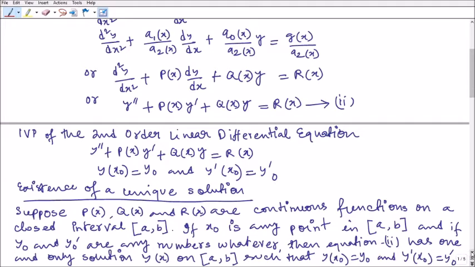Now suppose the initial value problem of a second order linear differential equation is this. So this is the second order differential equation, equation 2, subjected to the initial conditions, that is y at x0 is equal to y0 and y dash at x0 is equal to y dash 0. Here y at x0 means the value of y at x equal to x0, so the point is (x0, y0), and y dash of x0 means the derivative of y at x equal to x0, which is equal to y dash 0.